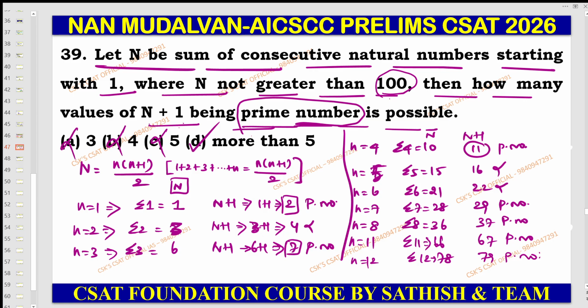Why these are not possible means, summation 13, if you take summation 13, it becomes 91. Then it becomes 92. Wrong. So n is equal to 14, if you take, summation 14 is nothing but 105, greater than 100, because it's saying not greater than 100. So up to n is equal to 13 only you have to check. N is equal to 14 and more than 14 not required because summation goes beyond 100, but here it is provided as lesser than 100. Understood everyone?